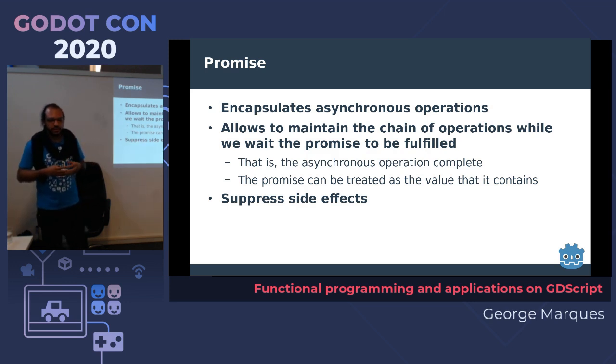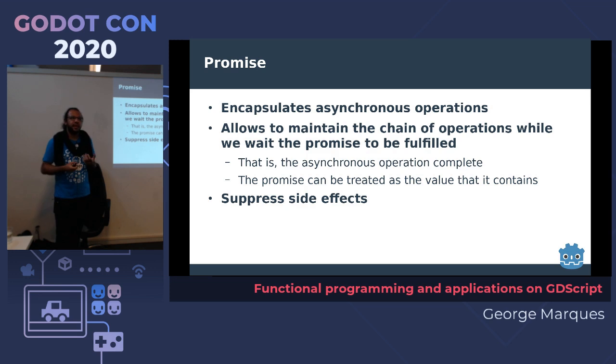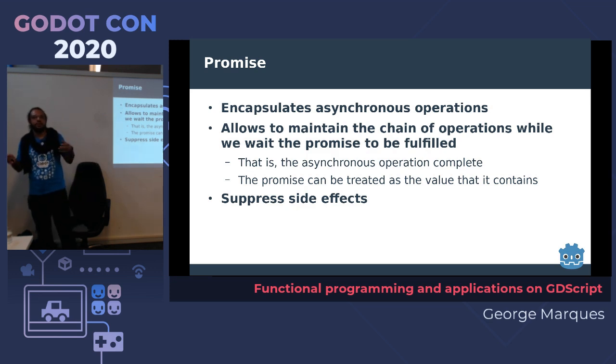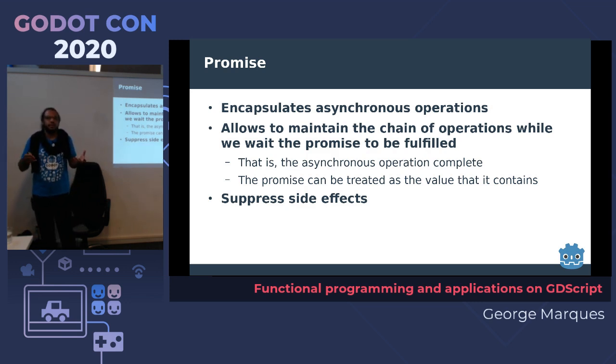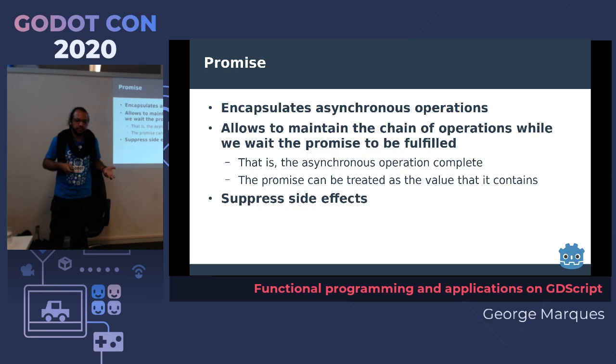So essentially, the promise can be treated as the value that you're going to get as a result from this operation. It helps to suppress the side effects, because this operation can be something like a web request, and it can be a different value at different times, so we're not sure what's going to happen. But the promise is always the same. You always have this promise, and you can treat it without considering the side effects that are going to happen.